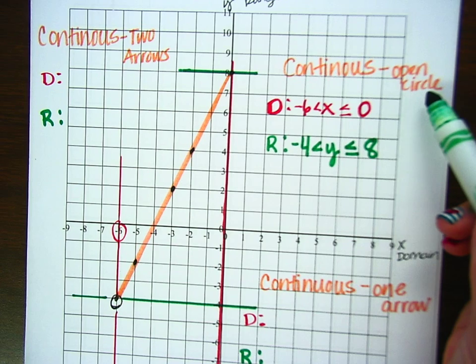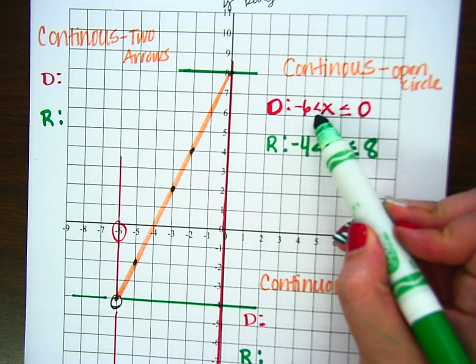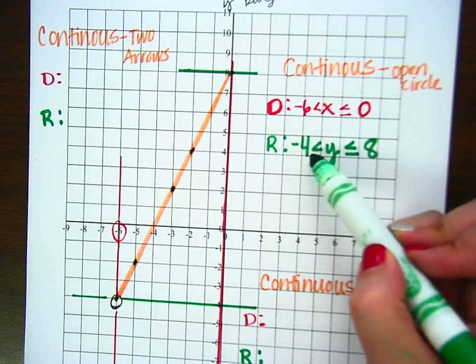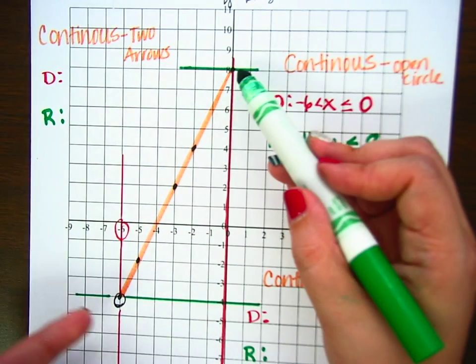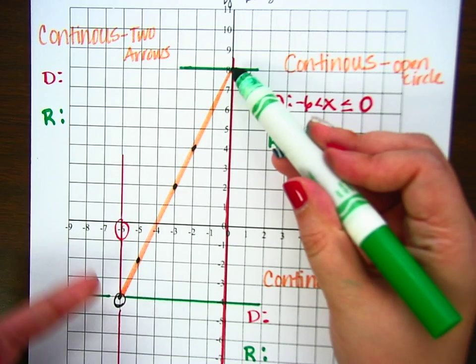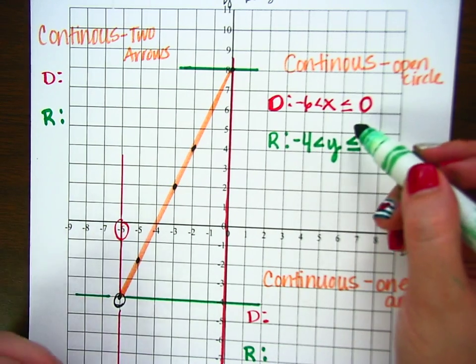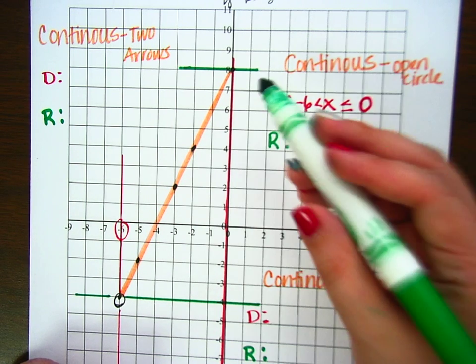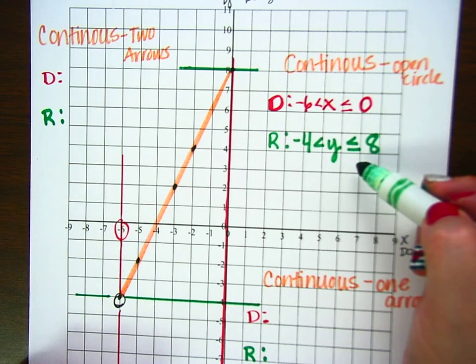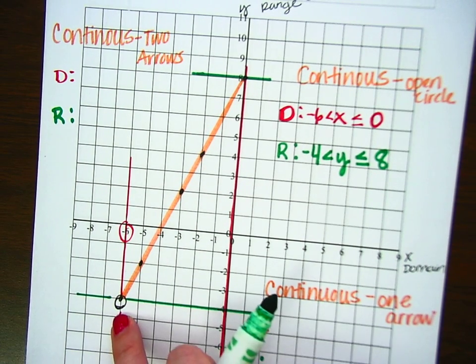So you need to know that when you have an open circle, one of these is going to be a less than symbol. If you have two open circles at your two min and max points, at your two endpoints, then everything should be a less than. So if you have one open circle, one of the inequalities should be a less than. If you have two open circles, they both need to be less thans. Okay? So that's the first thing that can happen on a graph, is you have some open circles.